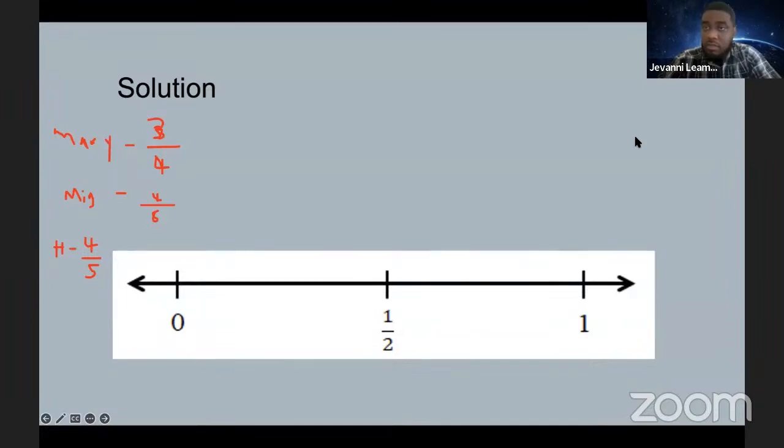Don't go quiet. Is Mary more than a half or less than a half? It's more than a half. Okay, what about Miguel? Less than half. Miguel is at a half, okay. Why did you say it's at a half again? 4 is a half of 8. Great, what about Harry?